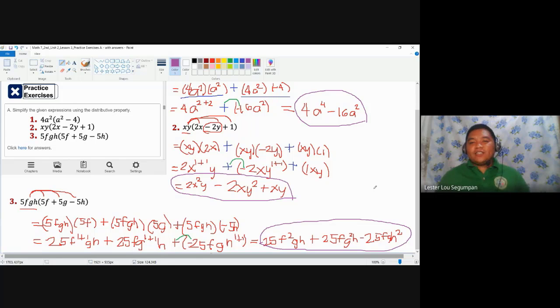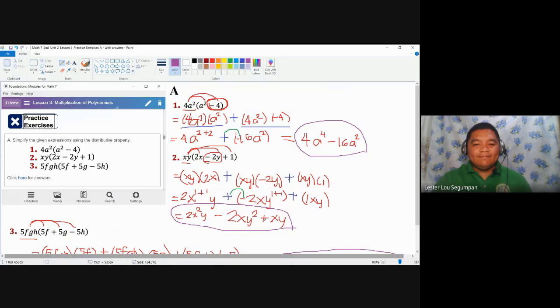So for multiplication of polynomials, we're still going to combine. And if we could add later, we need to add. If we could subtract, we need to subtract. But if they are unlike terms, no need. They stay as they are. So this is the first part of multiplying polynomials.